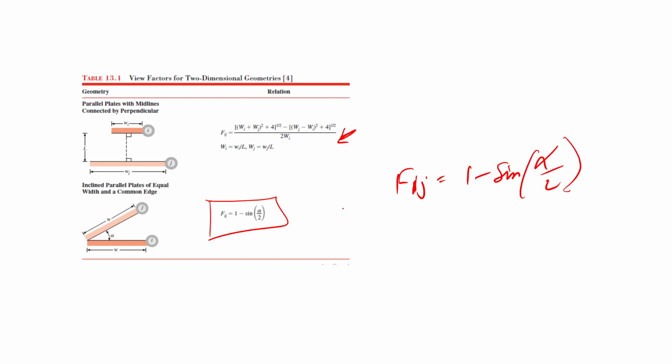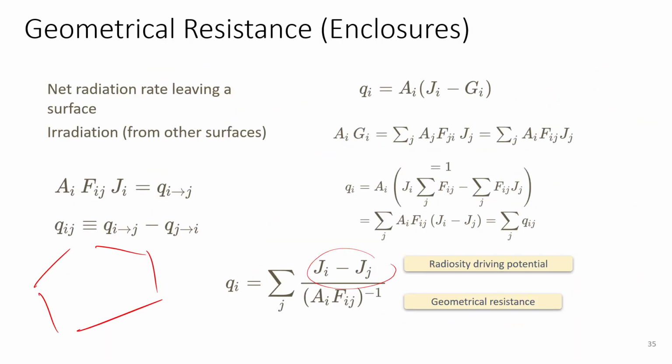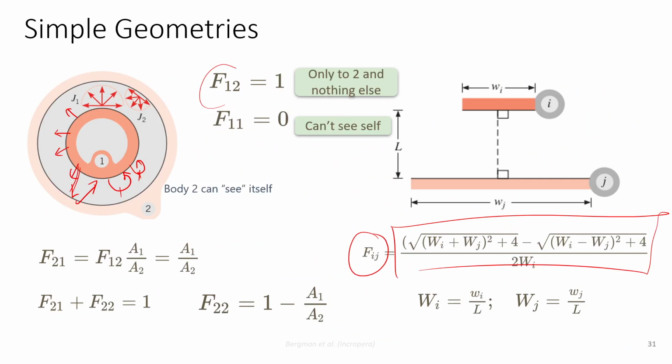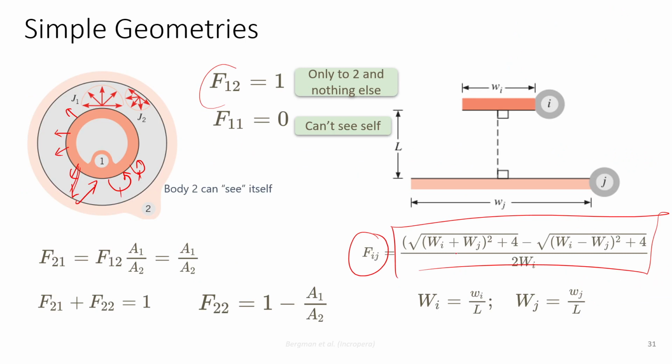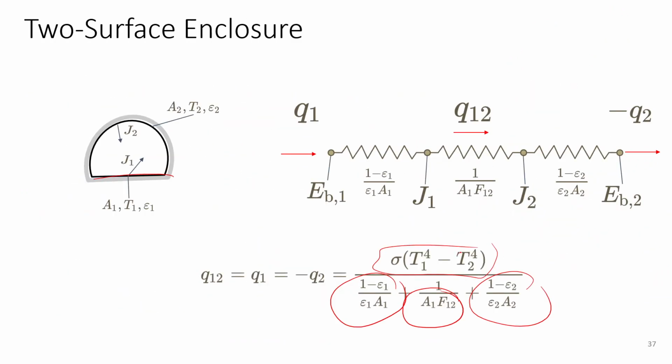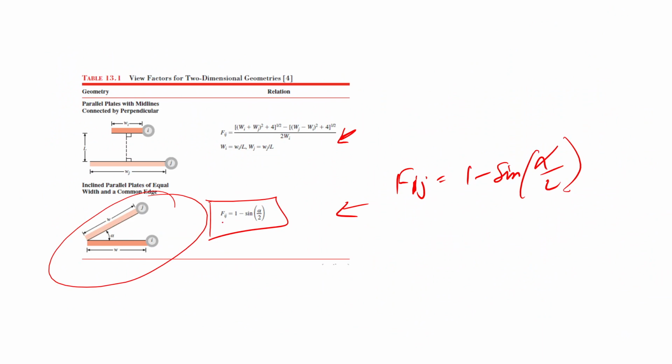The formula for this can be derived using the earlier equation. Basically, this equation you can use in order to find the view factor of any geometry. The more derivation you can find in the book. But right now we'll be using just this formula to solve the next question.